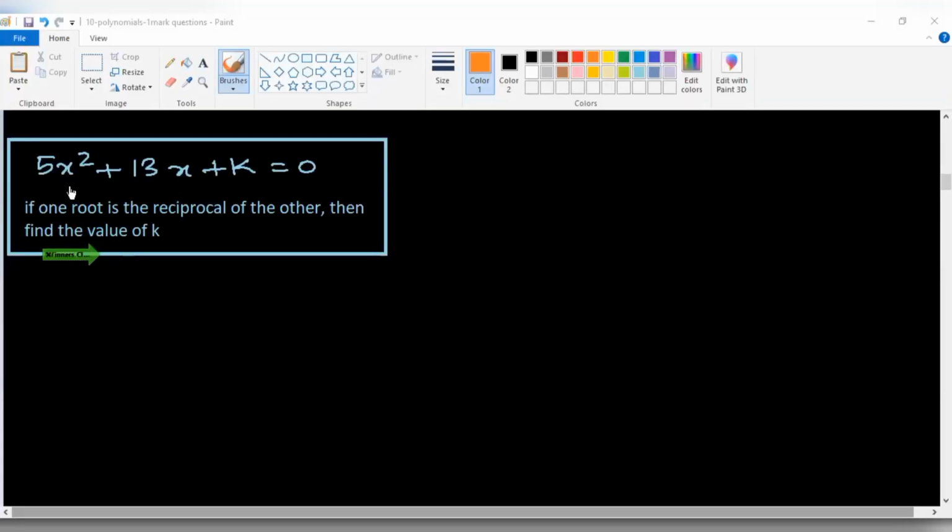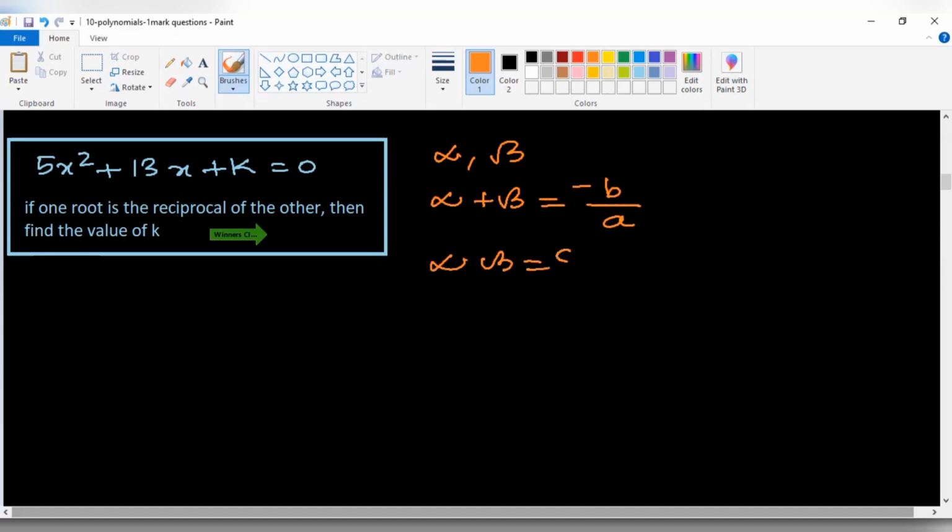This is the next one. 5x squared plus 13x plus k equal to 0. If one root is the reciprocal of the other, then find the value of k. See, one root is the reciprocal of the other. We know alpha, beta. Normally, we take the roots as alpha and beta. And we know the relation between them. Alpha plus beta equals minus b by a, and alpha beta equals c by a.